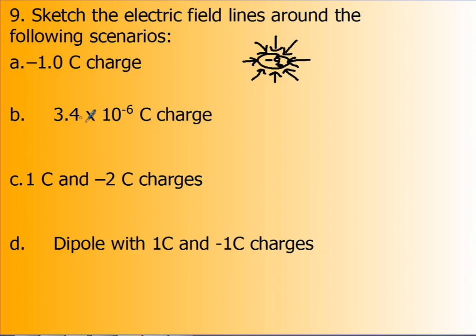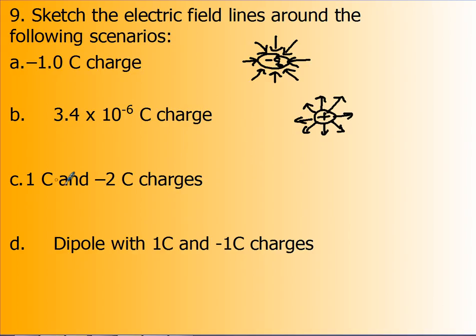Now, what about a 3.4 times 10 to the negative 6 charge? Basically all I'm asking you to do is, it's a positive charge, and a positive charge has the same shape as a negative charge, only these are all radially outward. Remember, it's always from positive to negative, so it has to point away from the positive and toward the negative.